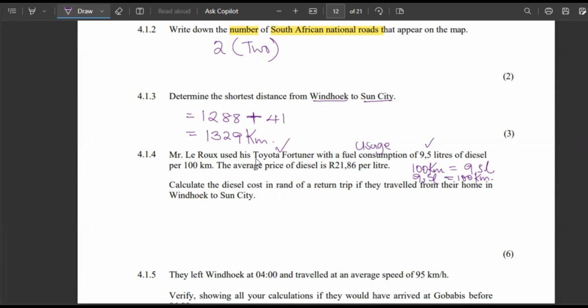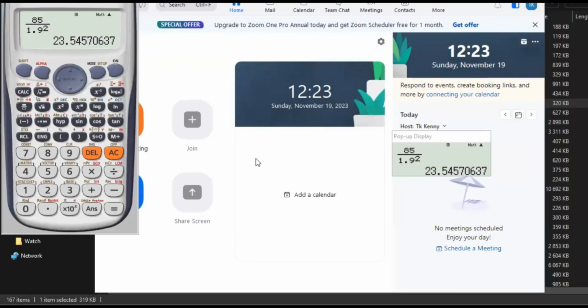Then it says the average price of diesel is 21.86 per liter. Calculate the diesel cost in rand of a return trip. Let's take note of that. Return trip simply means it's going to be double. You go to and fro. They have to live in Namibia, they come, and they have to go back to their home. So we need to multiply the distance twice.